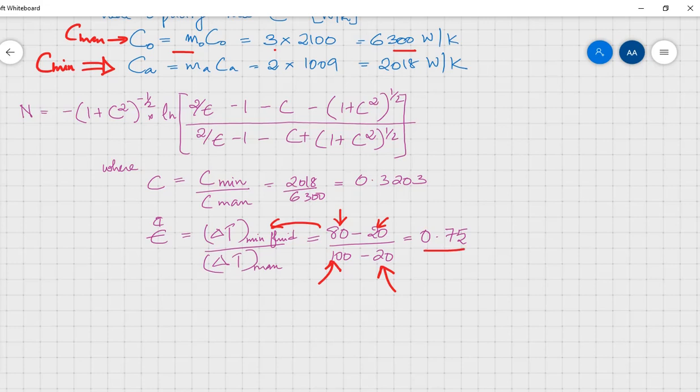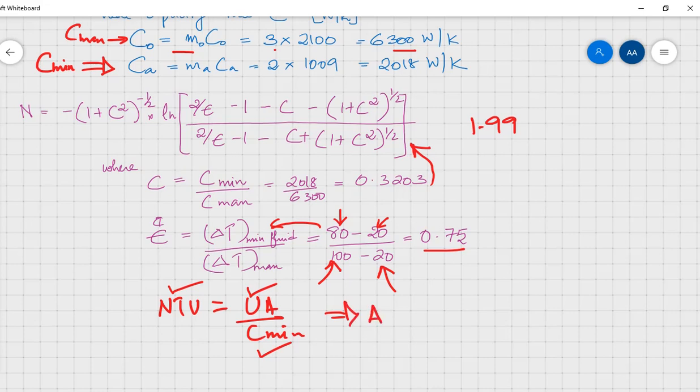So what you have to do next is to plug in these values into the effectiveness equation, and you will obtain a value of 1.99 for the NTU. The value of NTU is known, and NTU is defined as UA divided by C minimum. The C minimum value is known, U value is given, NTU value is now obtained. So from this you can estimate A as NTU times C minimum divided by U. So that happens to be 20.09 meter square.